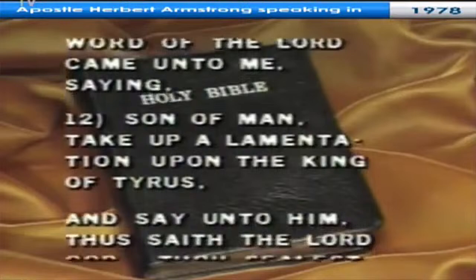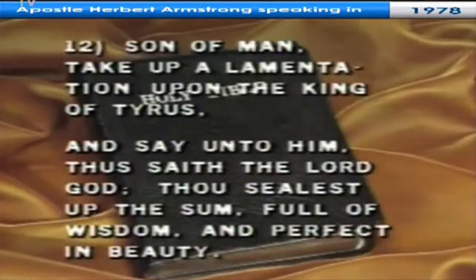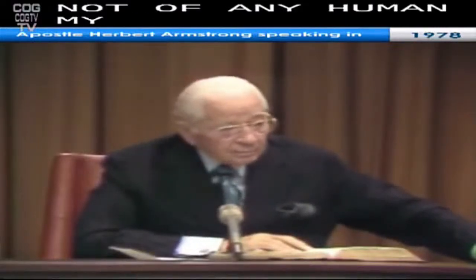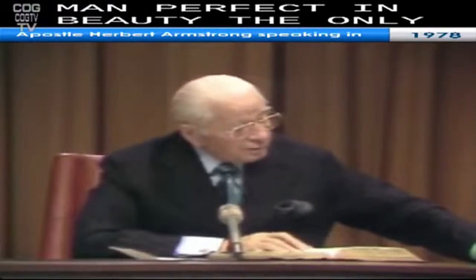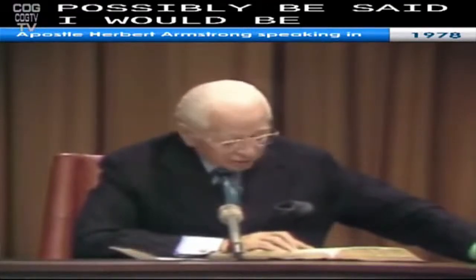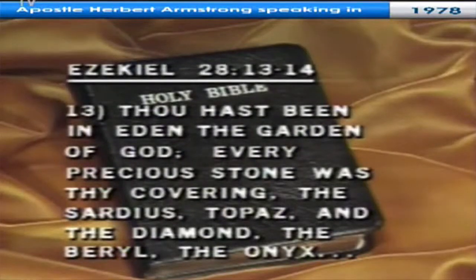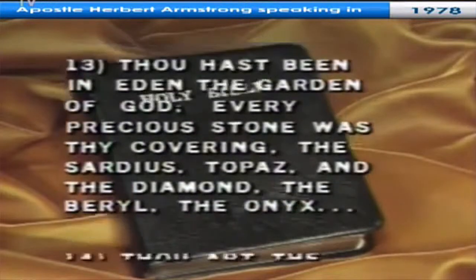And say unto him, Thus says the Lord Eternal, Thou sealest up the sum, full of wisdom and perfect in beauty. Never can you find a place where God says that of any human man. Perfect in beauty. The only one that it could possibly be said of would be Jesus Christ. Thou hast been in Eden, the garden of God. So he was here on the earth, and that's where his throne was. Every precious stone was thy covering. And then it goes on to mention many of them.